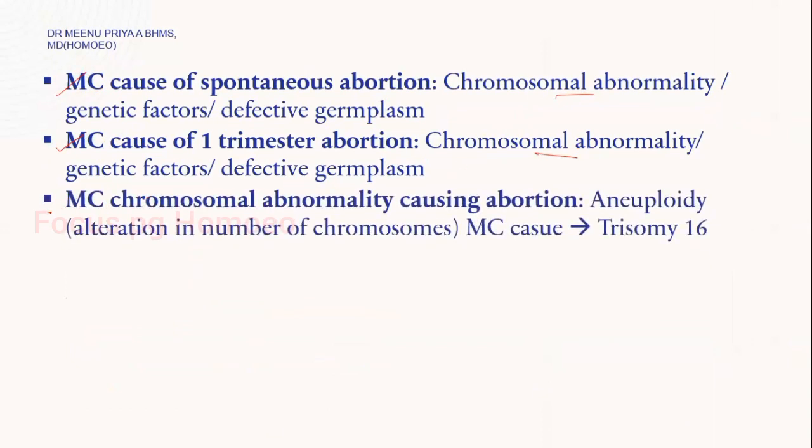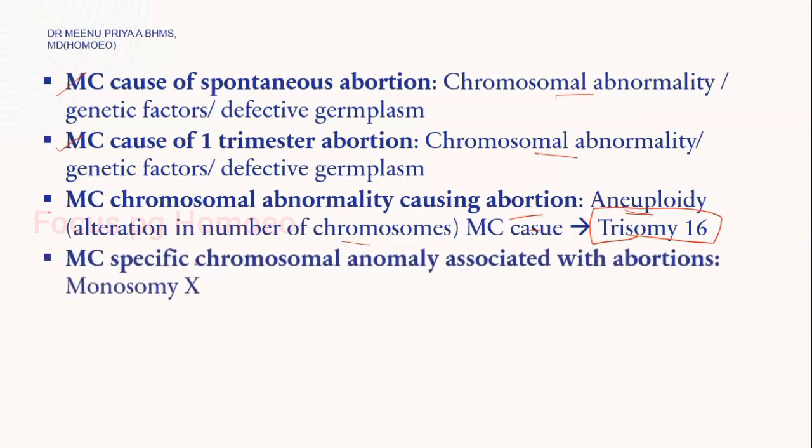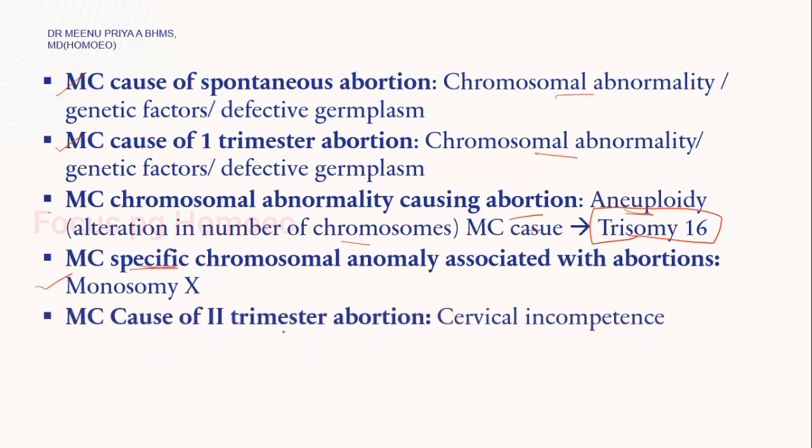And which is the most common chromosomal abnormality causing abortion? It is usually aneuploidy, that means alteration in the number of chromosomes. And the most common one is trisomy 16. So just remember, trisomy 16 is the most common chromosomal abnormality causing abortion. And the most common specific chromosomal anomaly associated with abortion is monosomy X.